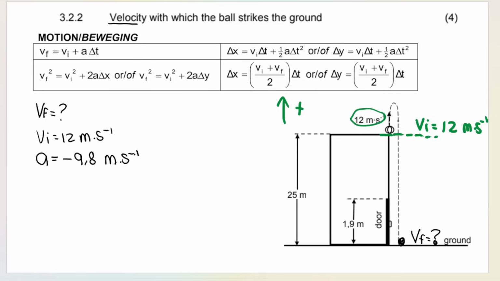But if you look at that, that's not enough variables. Remember, I told you need 3 variables in order to pick one of these formulas. I only have 2 right now. I do not know how long it took from when I released the ball till when the ball hits the ground. So I don't know time at this moment. It's not given to me. However, now think carefully. What I do know is the displacement from this point over here to this point over here. Now remember, displacement, in this case delta y, it's a change in position.